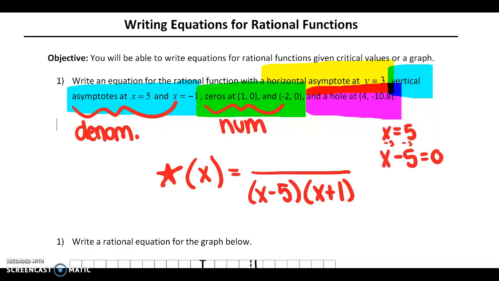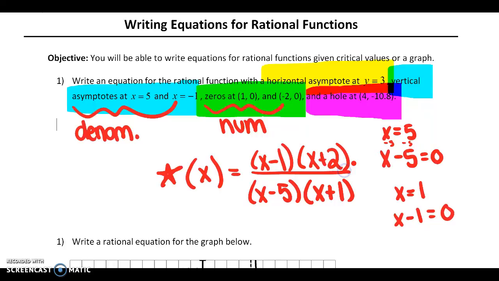Zeros work similarly, but they'll be in the numerator. So if I have a zero at (1, 0), that means x is equal to 1, which means x minus 1 is my factor, my zero. So I'll have x minus 1. And then if it's -2, it'll be x plus 2. You could do the computation off to the side if you need to. So I've got a pretty good start. I've got a numerator and denominator. I've taken care of this and this pretty quickly.